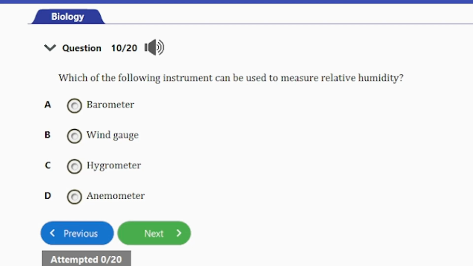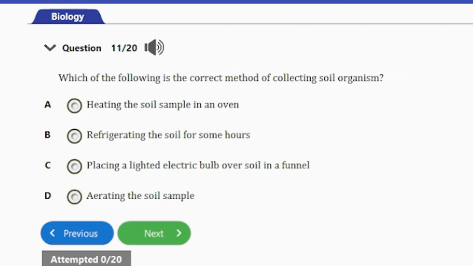Which of the following instruments can be used to measure relative humidity? We have A, barometer, B, wind gauge, C, hygrometer, D, anemometer. The answer to this question is option C, the hygrometer. The hygrometer is used to measure relative humidity, and that's the amount of moisture in the air compared to the maximum amount of moisture the air could hold at the same temperature. Let's consider the next question.